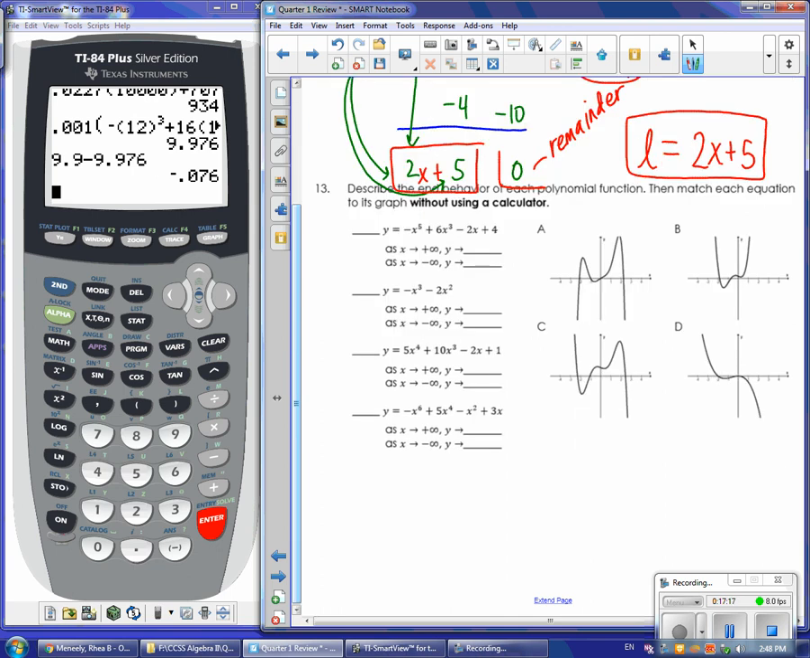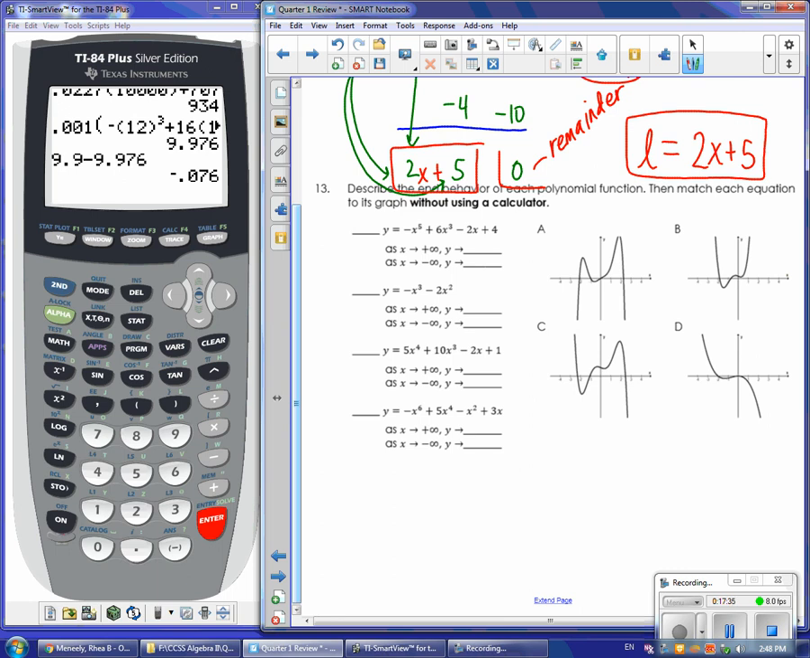And notice that you are not supposed to use a calculator. We've been able to do most of these problems without a calculator, actually. So that's a good thing. In number 13, it says to describe the end behavior for each polynomial function and then match each equation to its graph without using a calculator. So let's take a look at the first one.